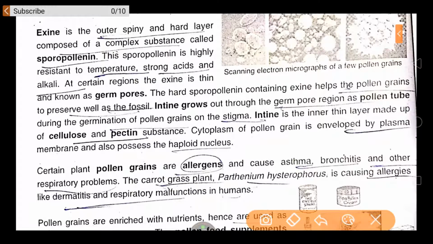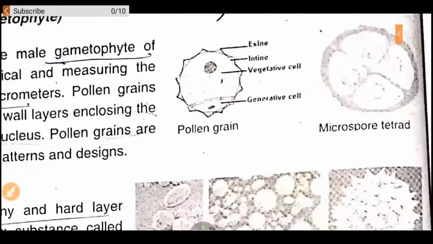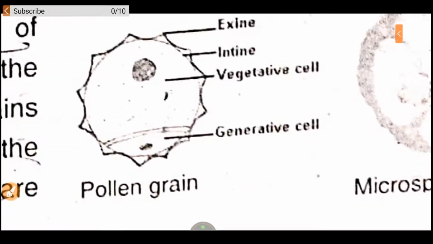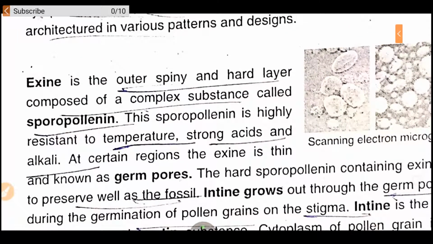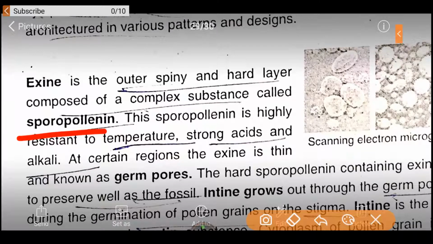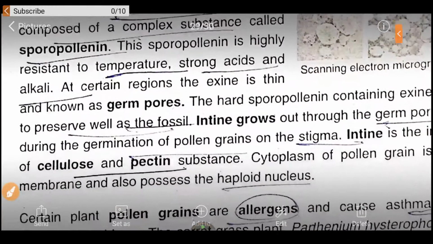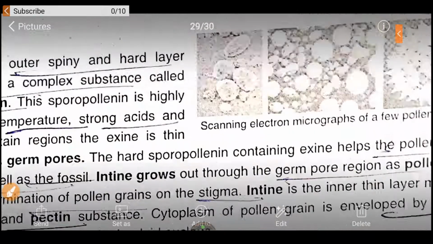Exine is the outer spiny and hardy layer. You can see how spiny it is. It is composed of a complex substance called sporopollenin. This sporopollenin is highly resistant to temperature, strong acids, and even strong alkali. At certain regions, the exine is thin and is known as germ pores.